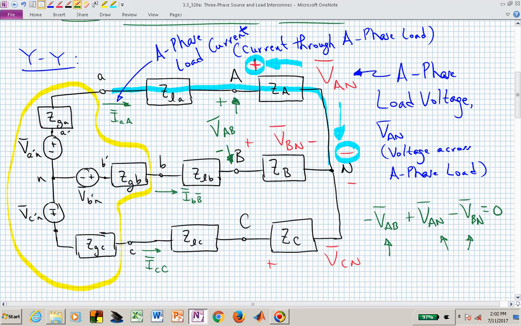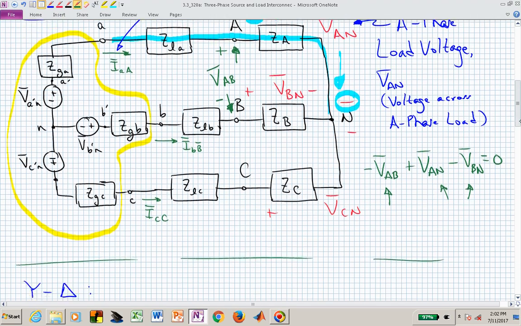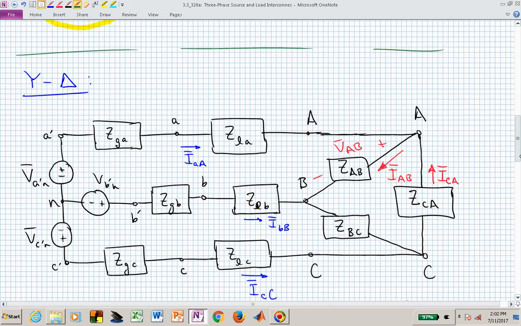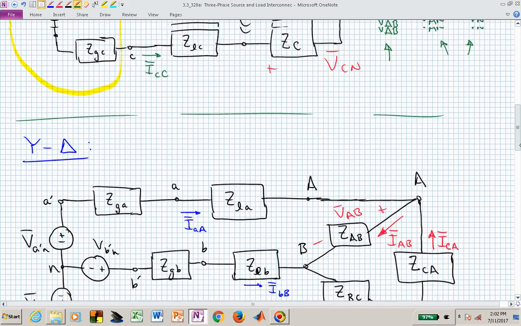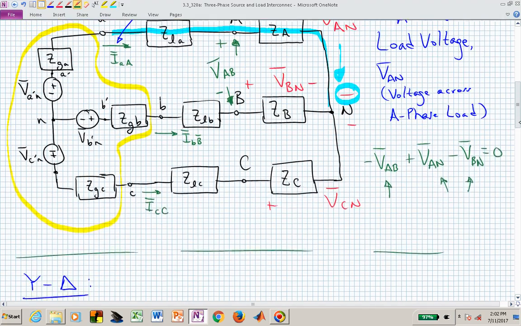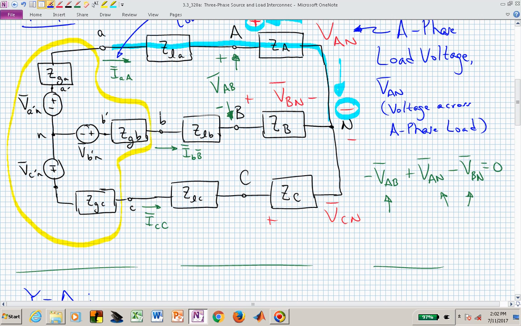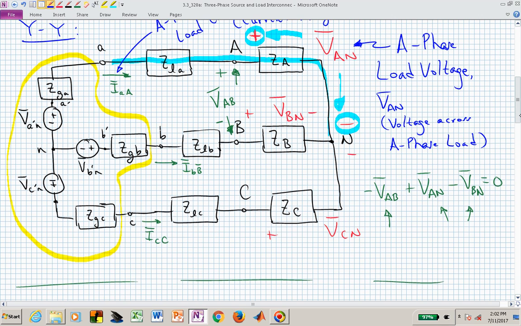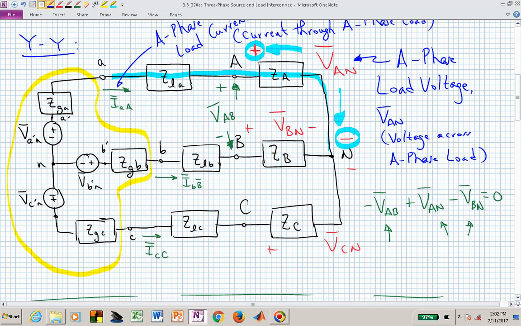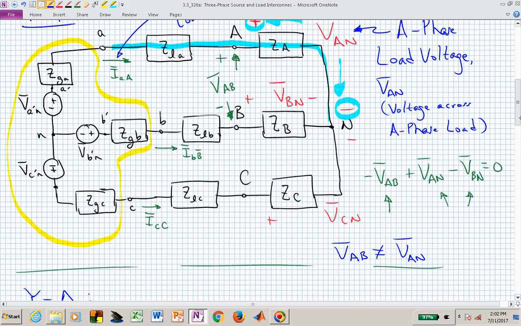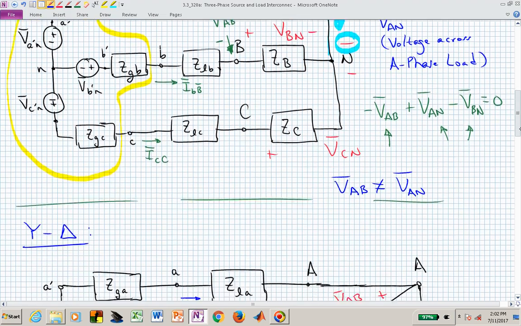So this is the YY configuration. Let's now go to another interconnection pattern. So here, I hope it's clear. And before we move on, I just saw something on the next pattern that triggered this. Note that V sub AB is not equal to V sub AN. So the A phase voltage is not equal to the A transmission line voltage.